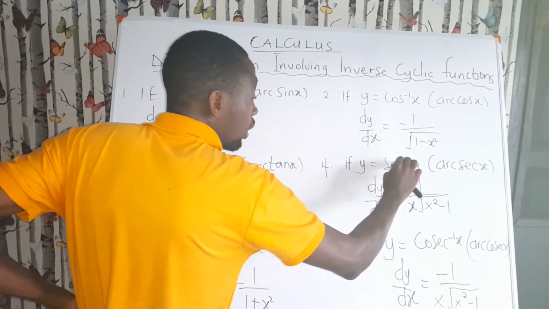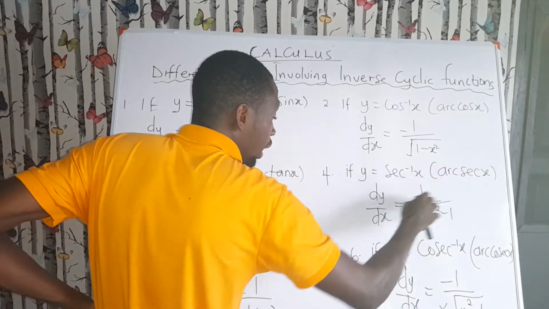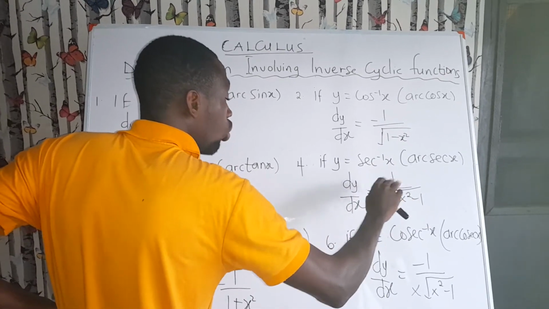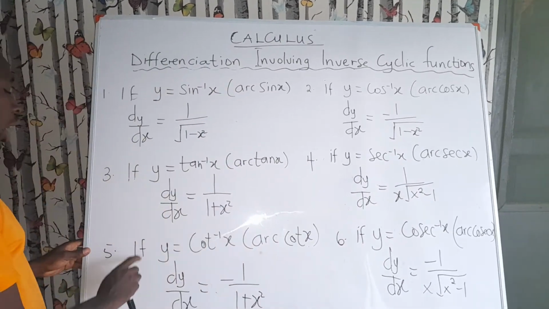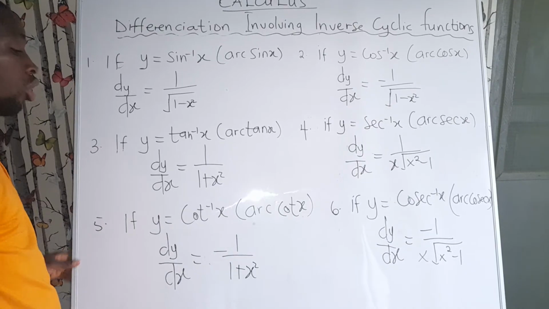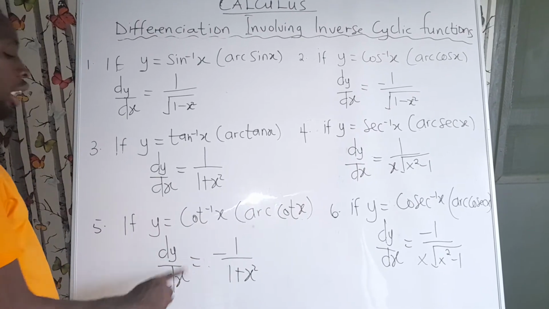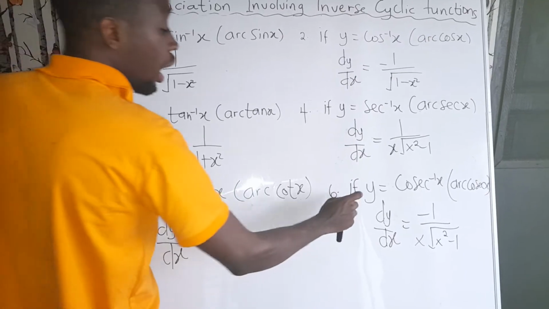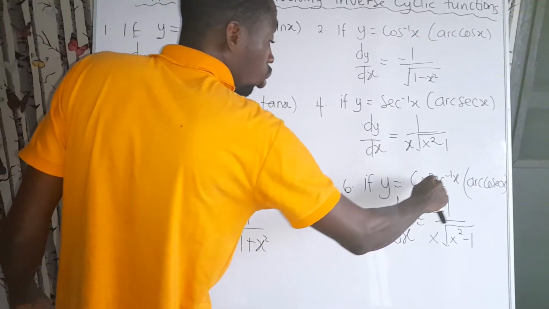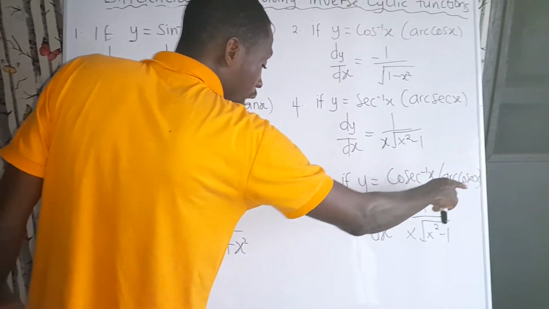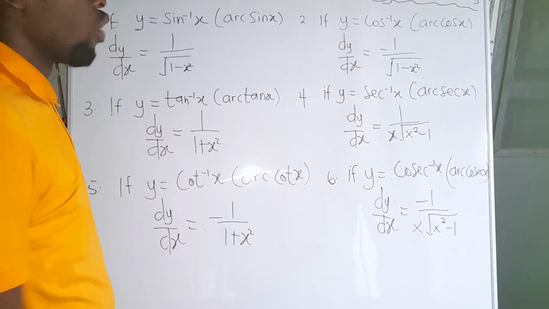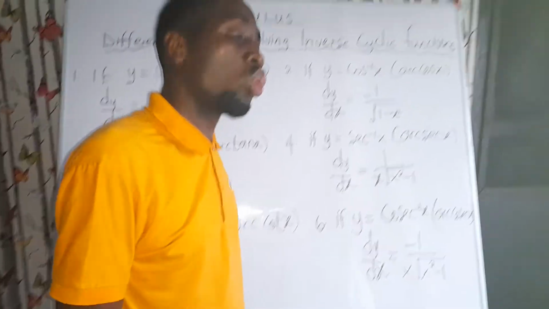Then if y is equal to sec inverse of x or arc sec x, then dy by dx we got 1 over x, the square root of x squared minus 1. Then if y is equal to cot inverse of x or arc cot x, then dy by dx will be negative 1 all over 1 plus x squared. Then the last one, if y is equal to cosec inverse of x or arc cosec x, then dy by dx will be negative 1 all over x, the square root of x squared minus 1.